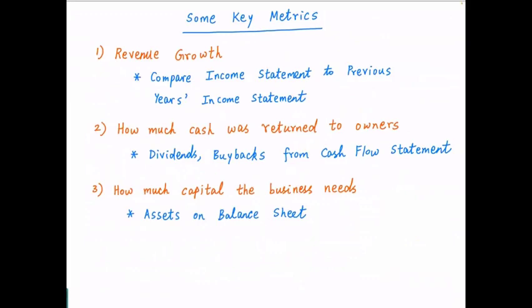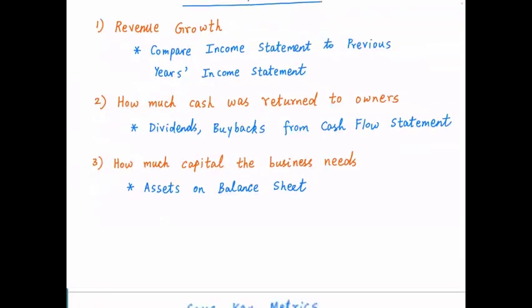Some businesses don't have very much working capital, but they have a huge amount of fixed assets. Other businesses have no fixed assets, but a lot of working capital. So businesses need both kinds of capital to run. And if you want to figure out how much capital the business needs, and what kind of capital it is, fixed assets or working capital, you look at the assets on the balance sheet.